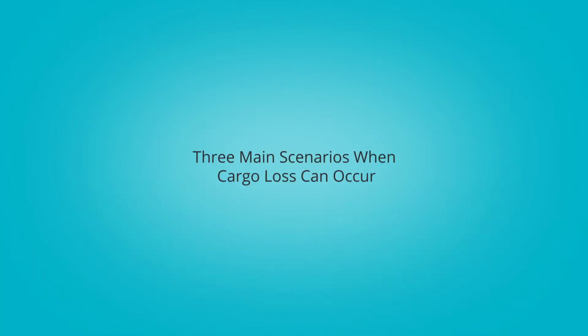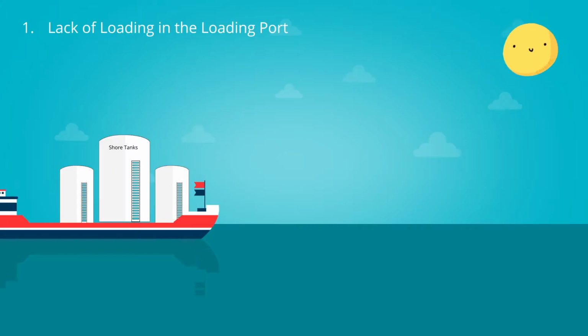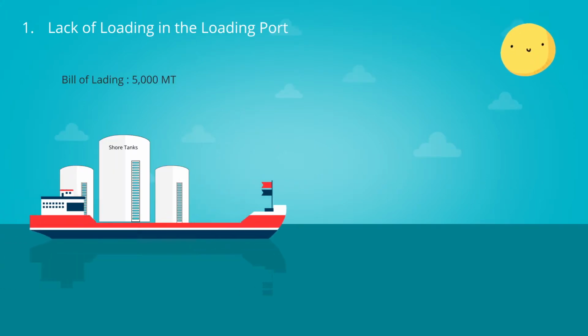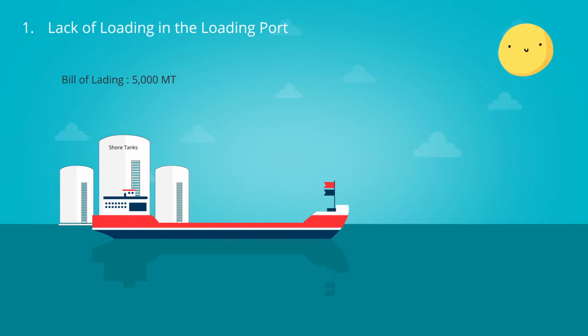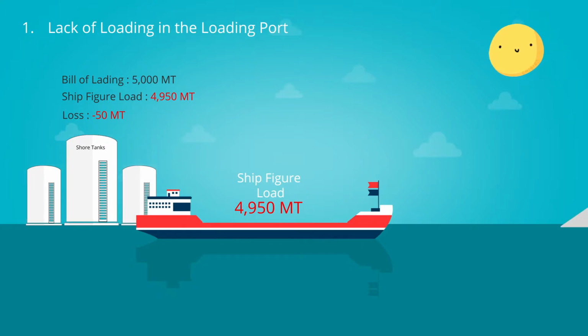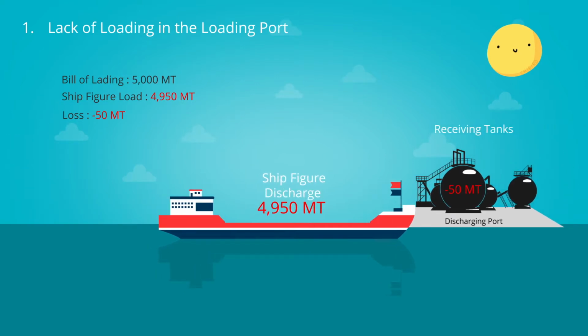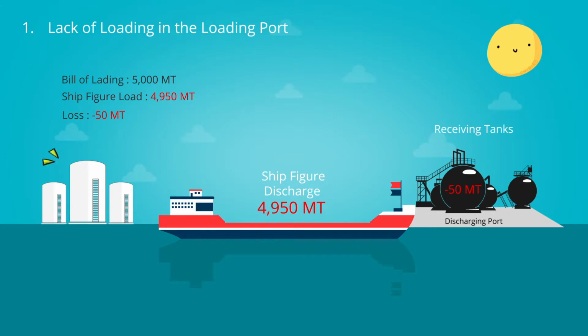However, there are three main scenarios when cargo loss can occur. The first scenario is the lack of loading at the loading port. This is where the bill of lading is 5,000 metric tons, but when it is loaded to the ship, the ship figure load is 4,950 metric tons, a loss of 50 metric tons. Thus, the ship figure discharge and the receiving tanks suffer a 50-ton shortage as well. In this case, the shore tank did not load enough cargo to the ship, causing shortage.